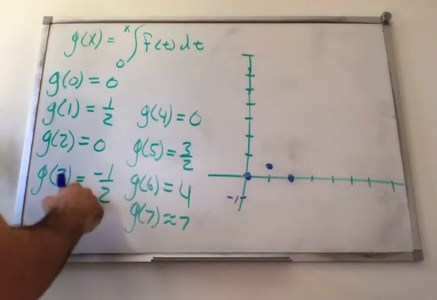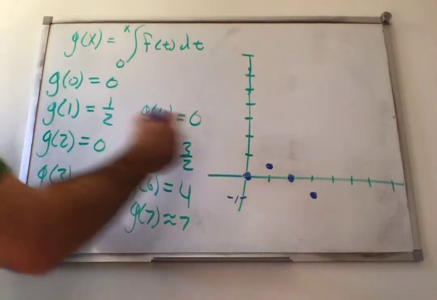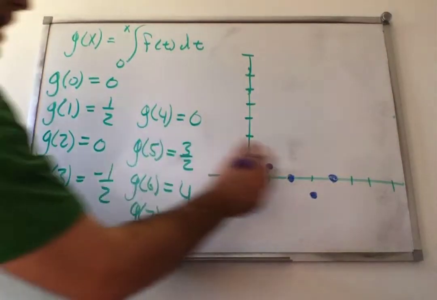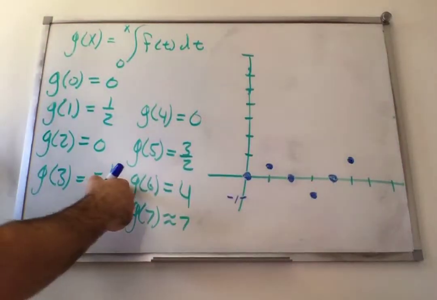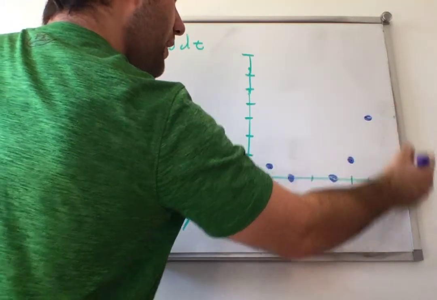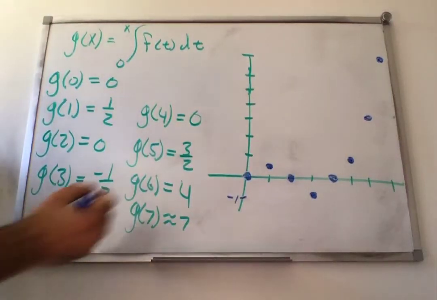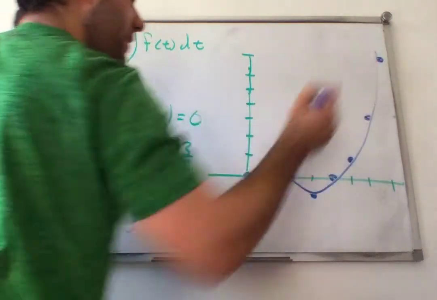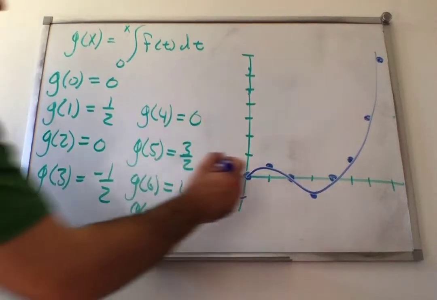At 2, you're at 0. At 3, you're at negative 1/2. At 4, you're at 0. At 5, you're at 3/2, so 1.5. At 6, you're at 4, so 1, 2, 3, and 4. And then at 7, you're at approximately 7. So you can see the graph of g goes something like that. Okay? Goes something like this.